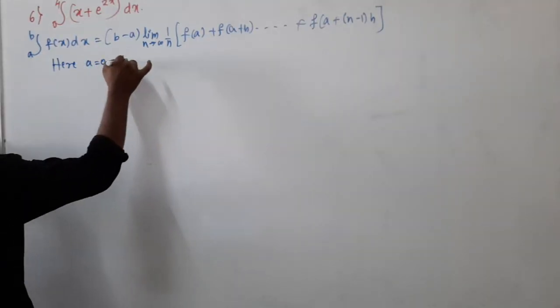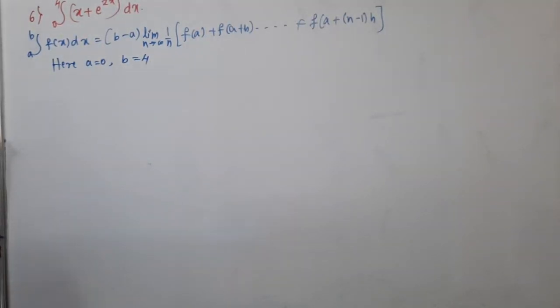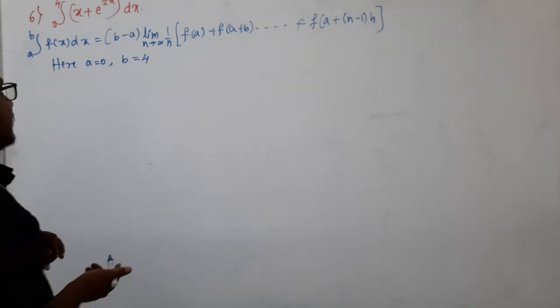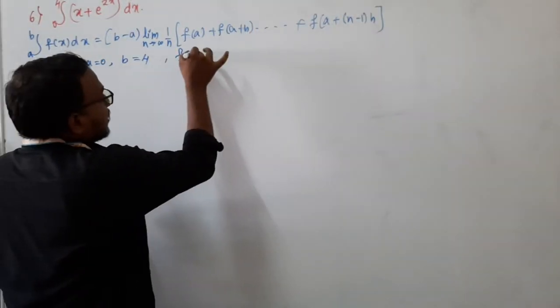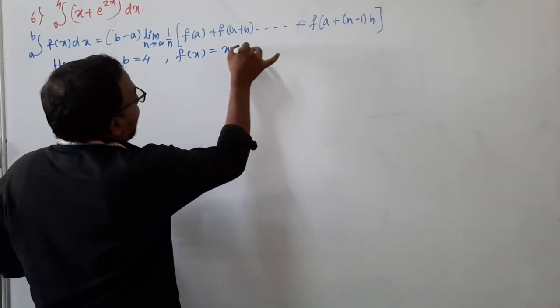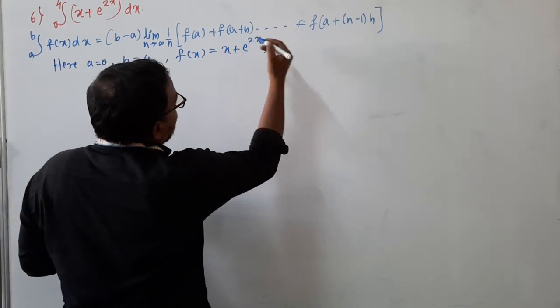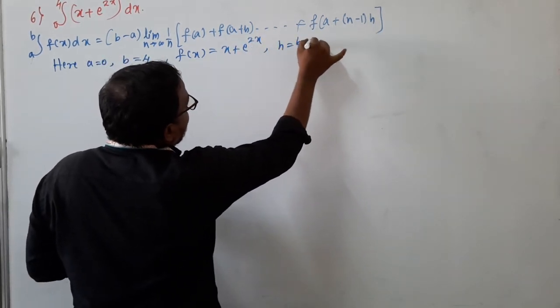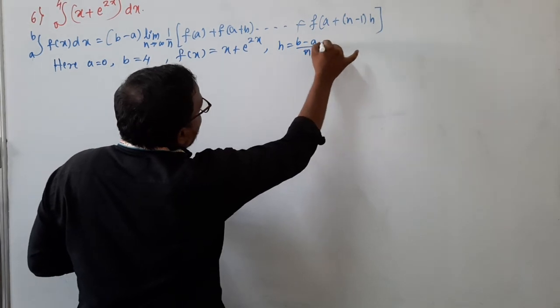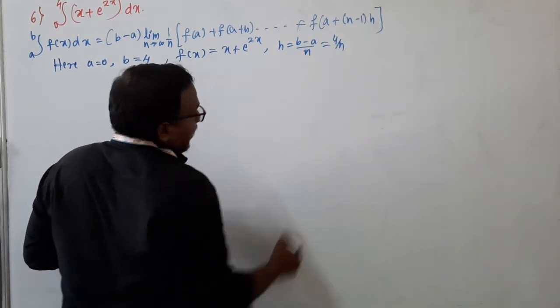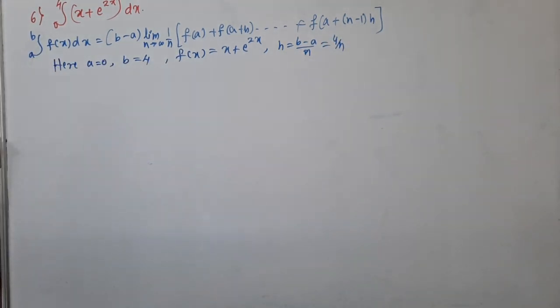Now here, a is equal to 0, b is equal to 4. The upper limit is 4 and the lower limit is 0. And f of x is x plus e to the power 2x, and h value is b minus a divided by n, which is equal to 4 by n. We got the h value as 4 by n.